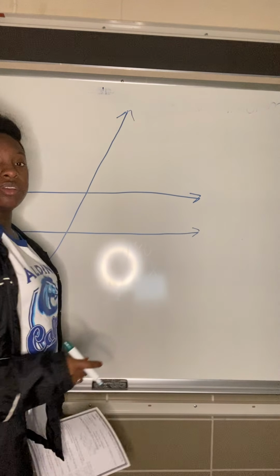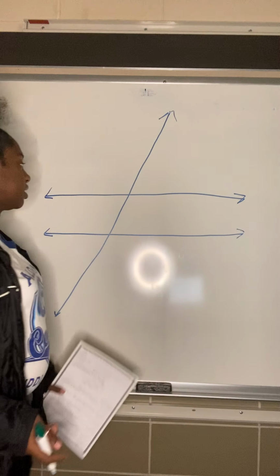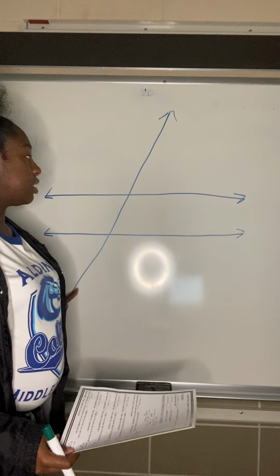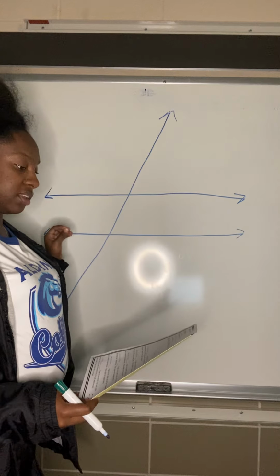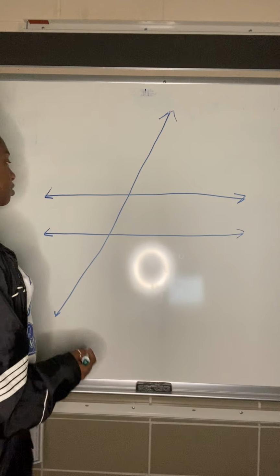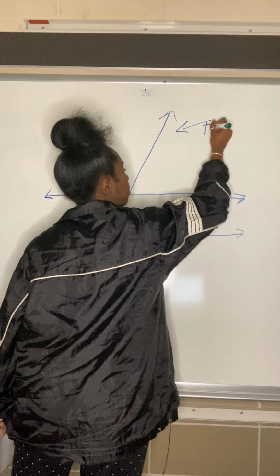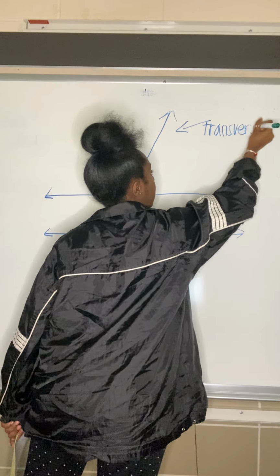Okay, so first of all, let's look at our stuff here. This line is going to be a transversal line. It's a line that crosses through the parallel lines to create pairs of congruent and supplementary angles, right? So this angle right here, let's just label that angle, our line, our transversal line.